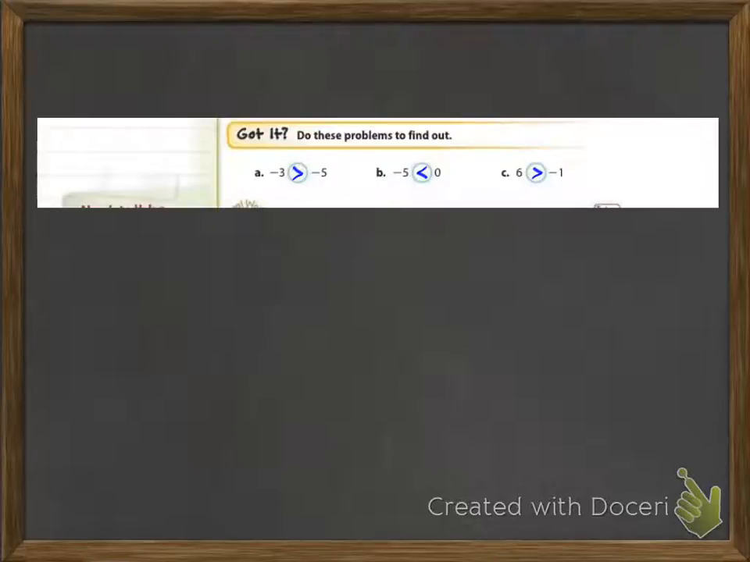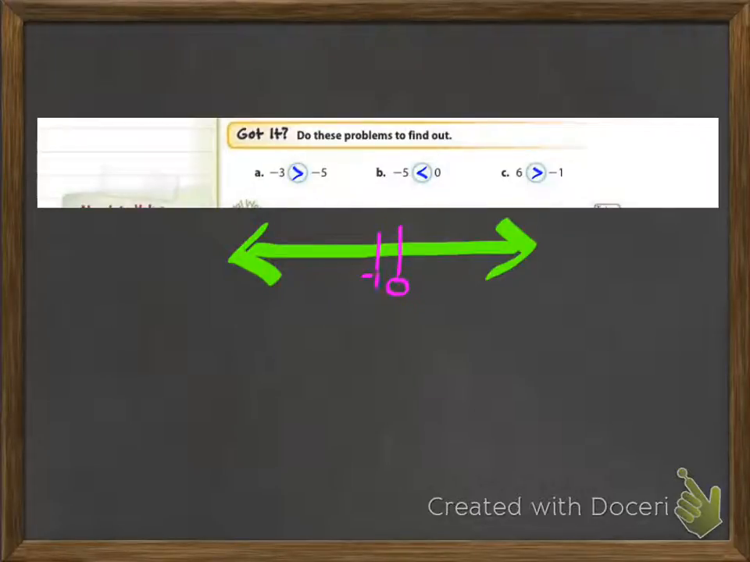So you can see here, for example A, negative 3 is greater than negative 5. Now, if you were to put these numbers on a number line, here's where my 0 would be. Here's my negative 1, here's my negative 2, here's my negative 3, my negative 4, and here would be my negative 5. This is negative 3 right here. This is negative 5 right here.